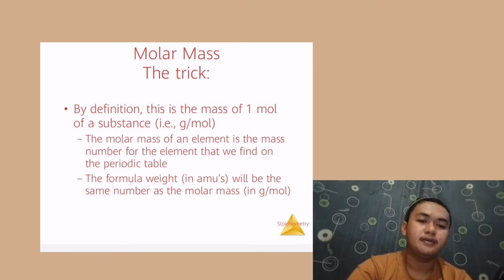Molar mass. By definition, this is the mass of 1 mole of a substance, in grams per mole. The molar mass of an element is the mass number for the element that we find on the periodic table. The formula weight in atomic mass units will be the same number as the molar mass in grams per mole.